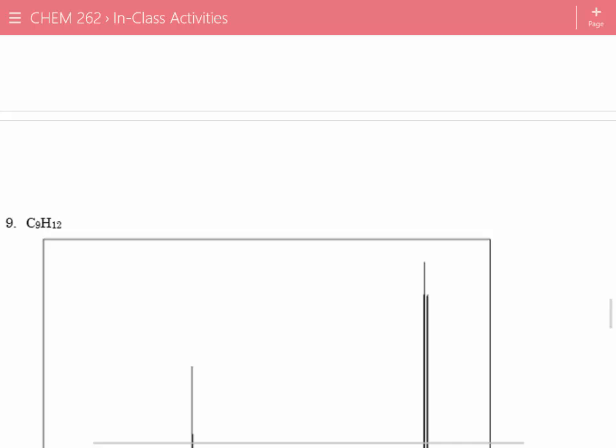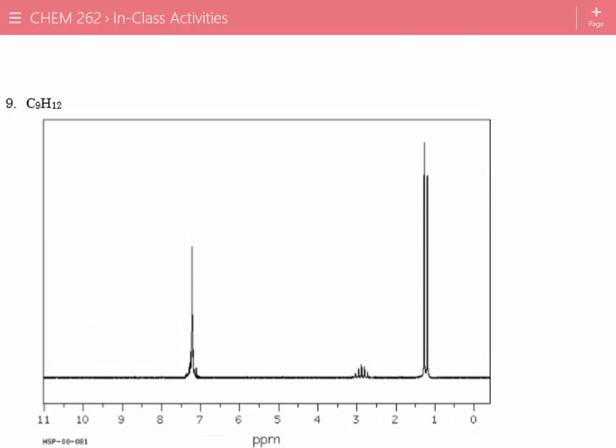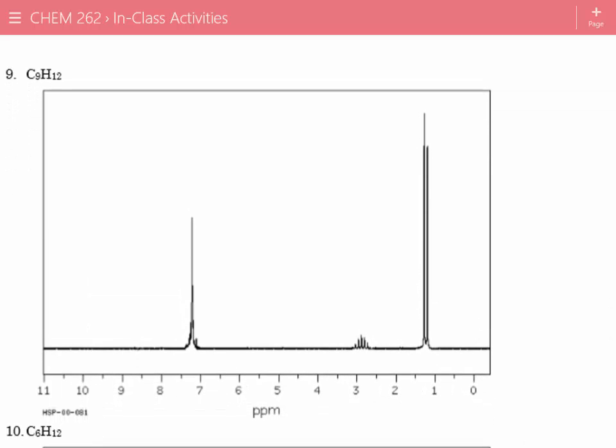All right, let's do the next one. If we do the HDI calculation for C9H12, we get an HDI that equals 4. Another big thing we've noticed is we've got peaks in the aromatic region. This screams benzene ring, right? So we know it's probably a benzene ring with something coming off of it.